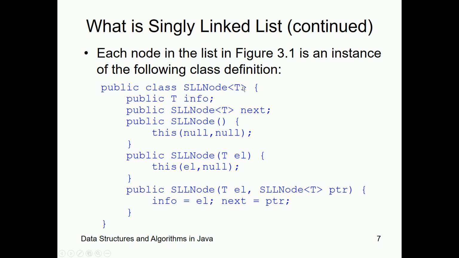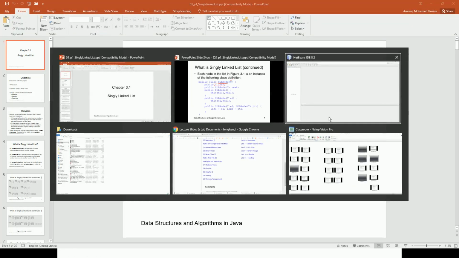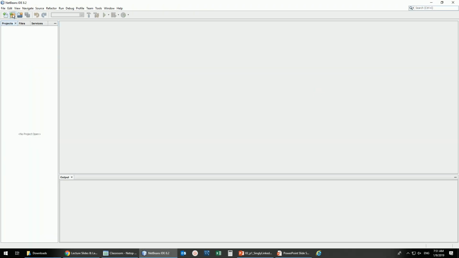I think you've seen this. You know what this means? Generics. What are generics? A class that has a data type that can change. So now this class is called SLL node, singly linked list node. Depending on the data type we give it, this data type is going to be the info. I can have a simple implementation without using generics, but this makes sense.